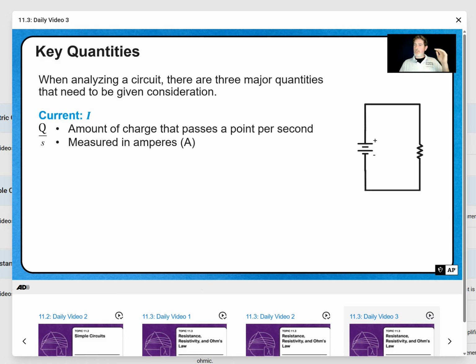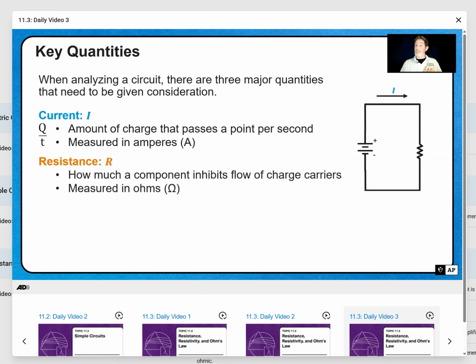And sometimes it's shown as Q over T, how much charge passes through the battery in a given amount of time. You use the current to determine that value. And we show this in our schematic drawing with an arrow showing the numeric value of the current. The second quantity that matters is our resistance, R. And this is how much a component resists or inhibits the flow of charge. It's measured in ohms. We indicate this with an R, or again, the numeric value if we know it.